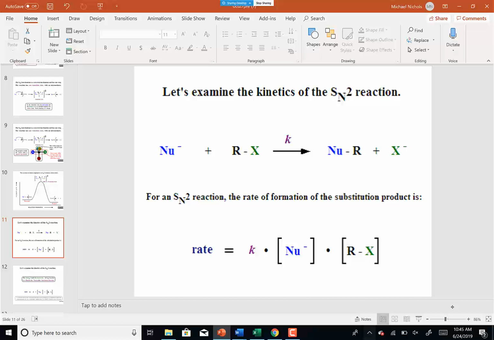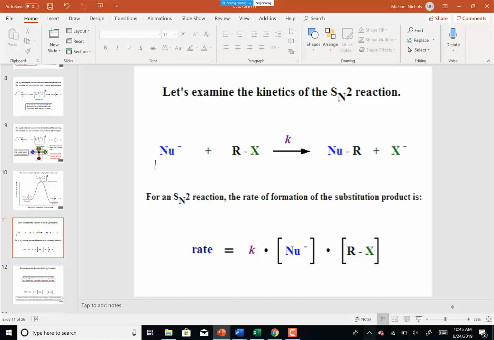Back in general chemistry, how did you determine what the overall rate equation is for a reaction? If you don't remember that, here's how it's done. What we do is we take the concentration. We have 2 reactants here, nucleophile and alkyl halide. If I double the concentration of the nucleophile, well, hold on.